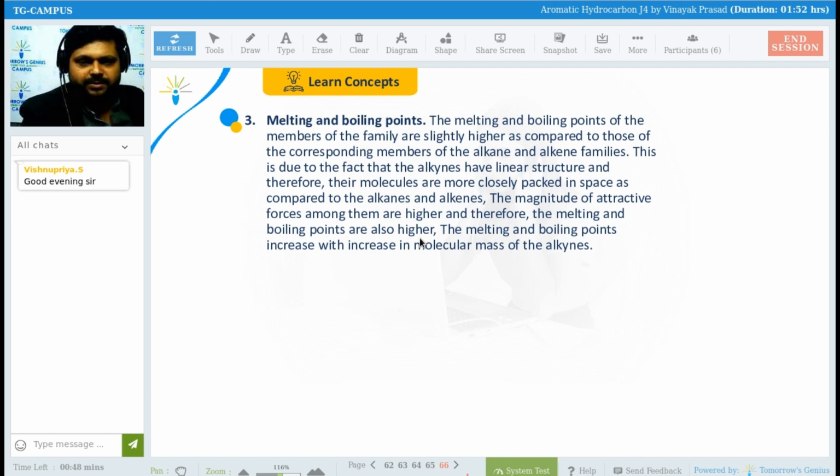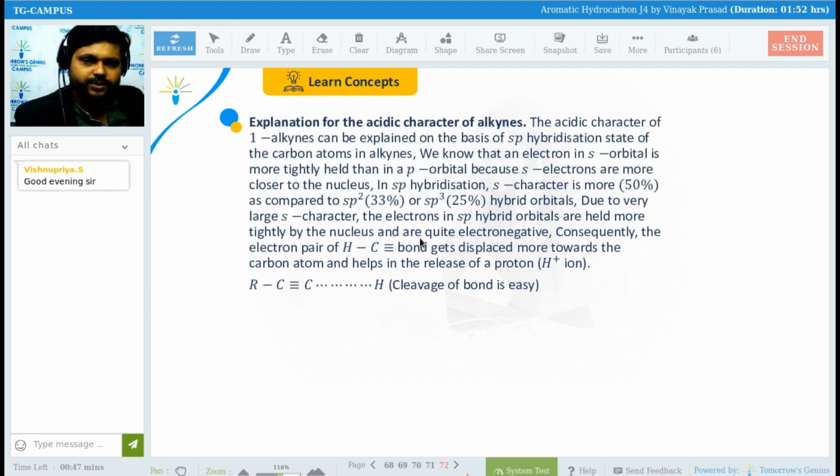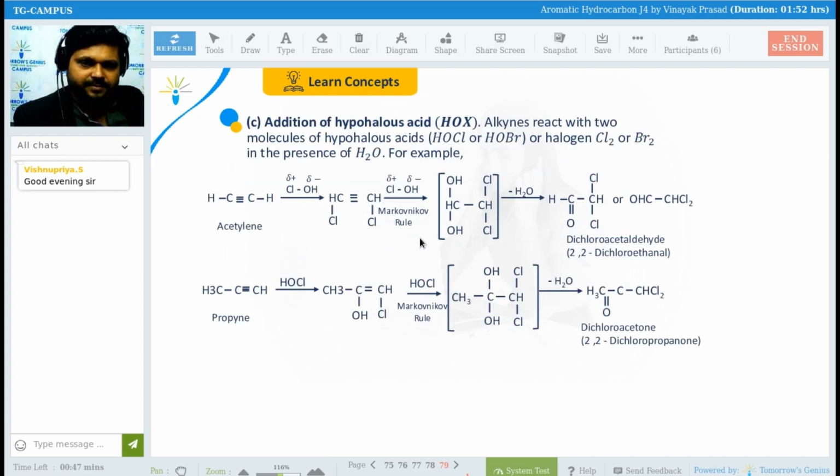Now we are going to see melting point and boiling point. So guys, the melting points and boiling points of the members of this family are slightly higher as compared to those of the corresponding members of alkene and alkane families. So melting point and boiling point will be greater than alkene and alkane. Clear? This is due to the fact that alkynes have a linear structure and therefore their molecules are more closely packed in space compared to alkanes and alkenes. The magnitude of attractive forces among them is higher, and therefore melting and boiling points are also higher. Melting and boiling points increase with increase in molecular mass of the alkynes. Now we are going to see the chemical properties of these alkynes, right?